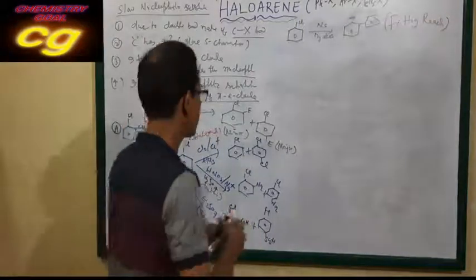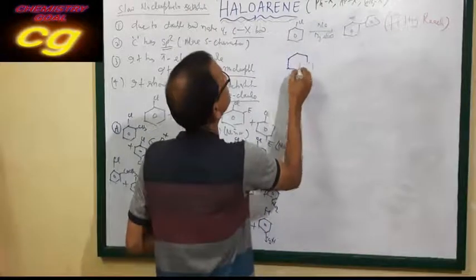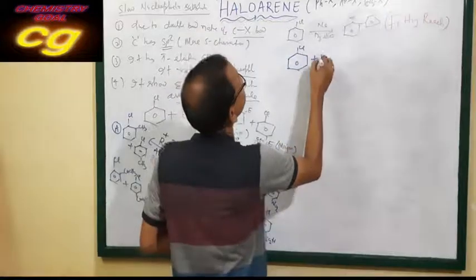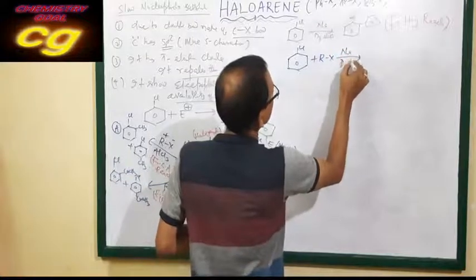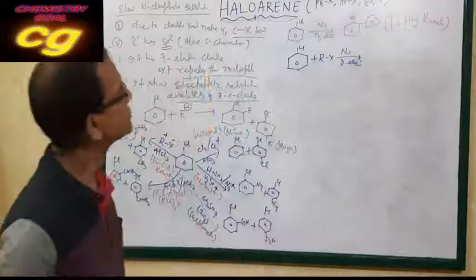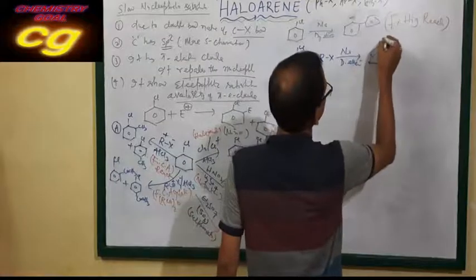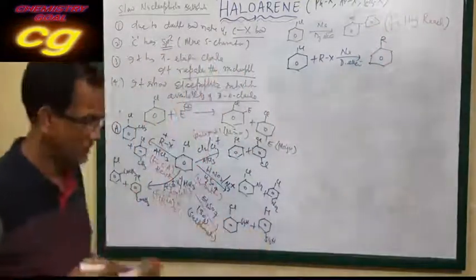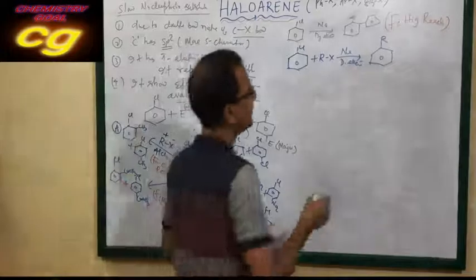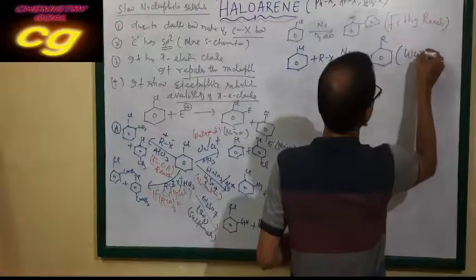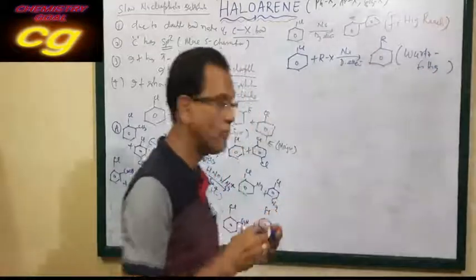But the same haloarene, when it reacts with RX in the presence of sodium metal and dry ether, the product will be a higher homologue of the haloarene, because it depends upon the substitution of R. This reaction is called the Wurtz-Fittig reaction. So you have to remember the name reactions.